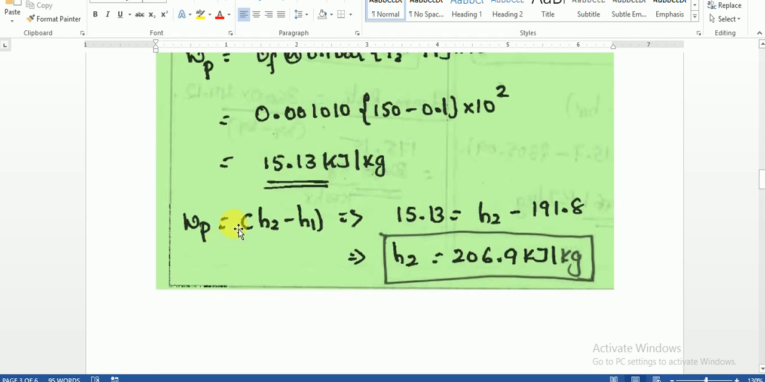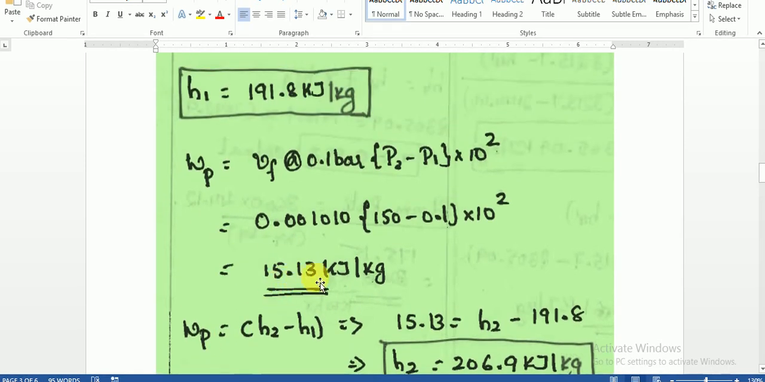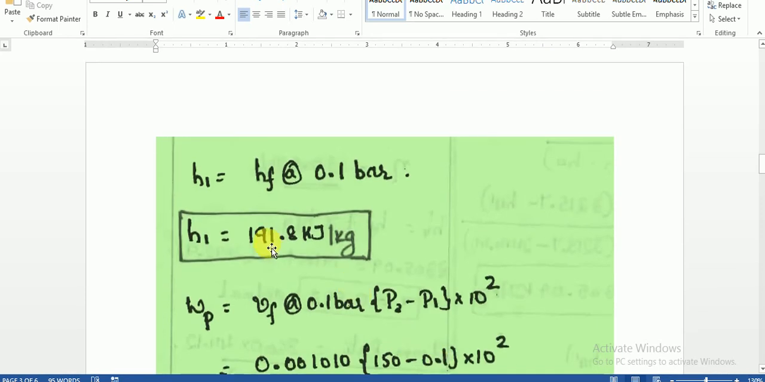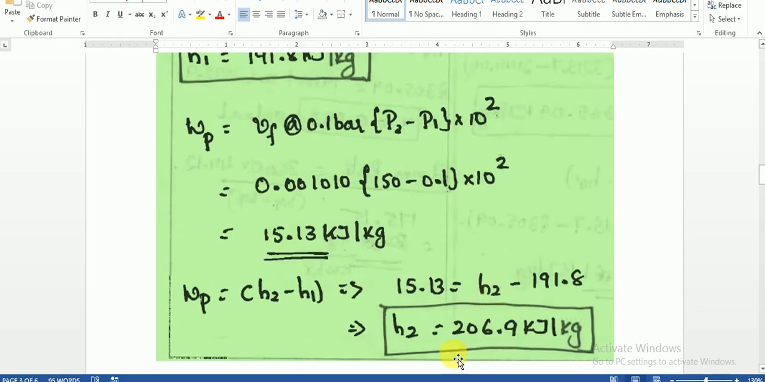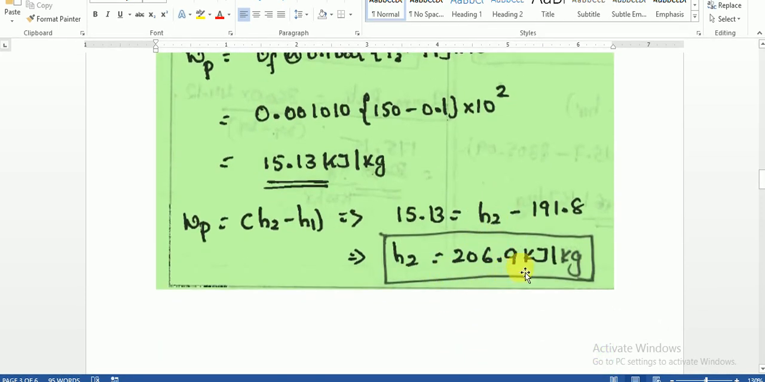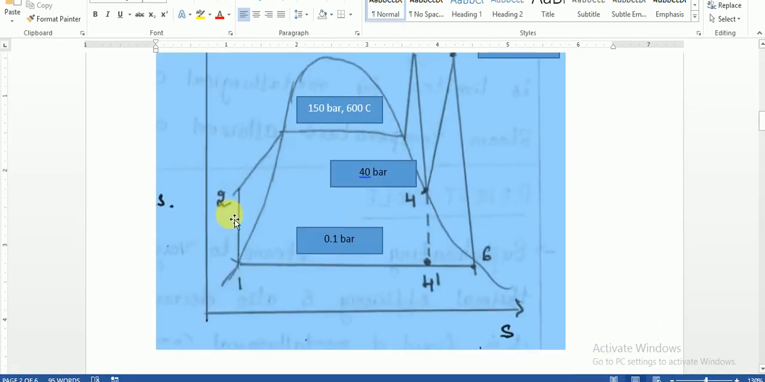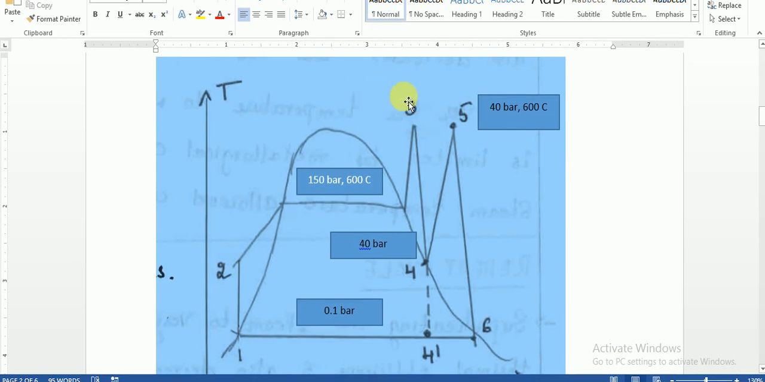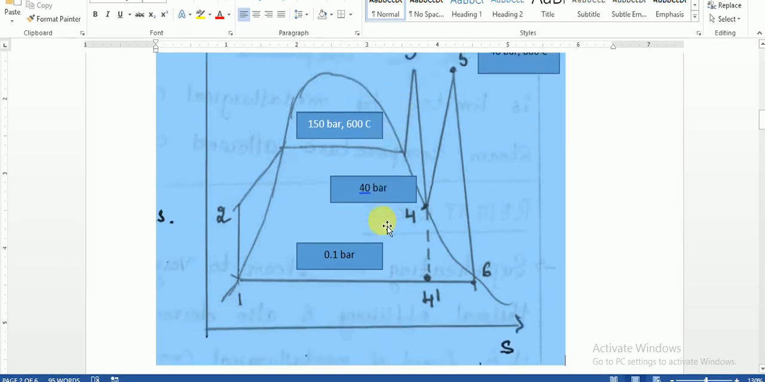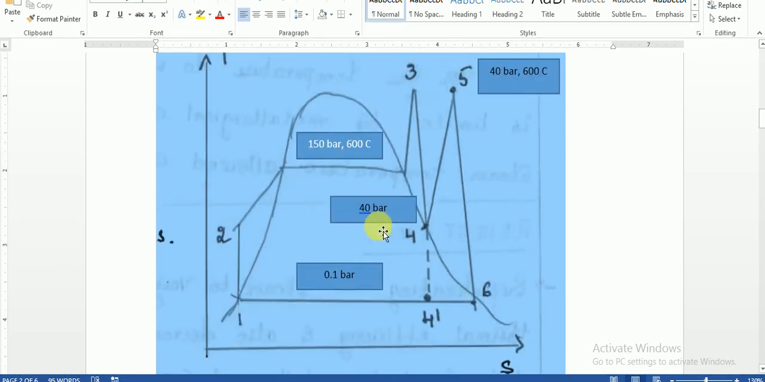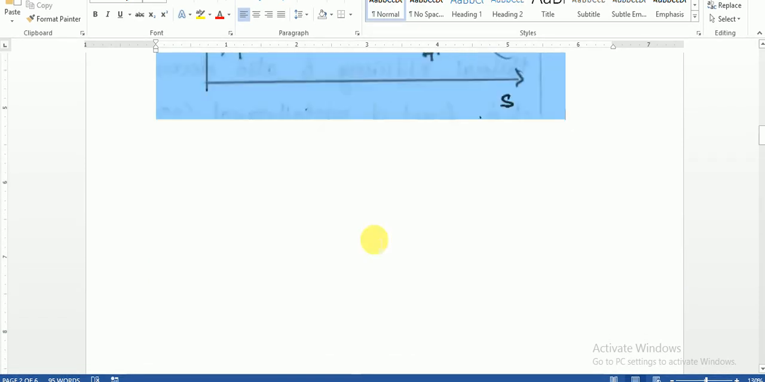Next, you already know the pump work is 15.13. We know H1, so you need to find H2. H2 is 206.9. So by now we have found the values of H1 and H2. Now we need to find the right part of the diagram, that is H3, H4, H5, H6. How to find this? There are two methods. One is the table method, which is very lengthy. If we use the Mollier chart, it will be very short for us. Once we know how to use the Mollier chart, everything will become very simple.